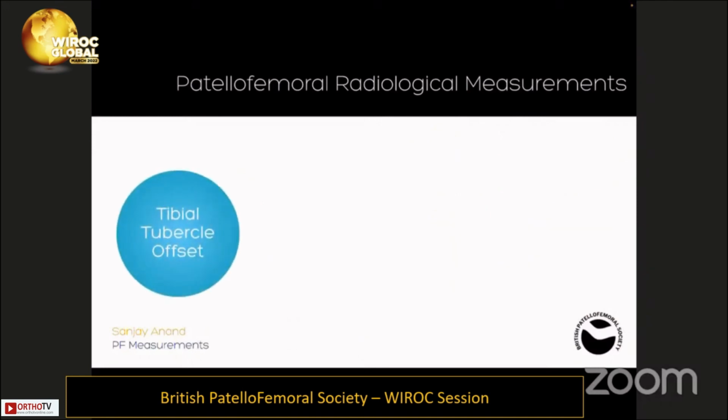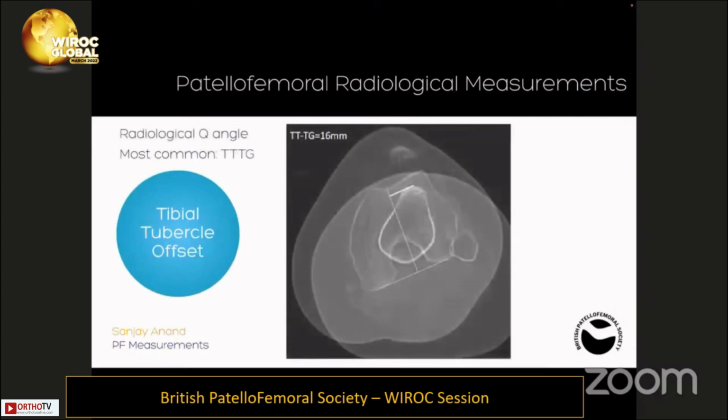So then on to tibial tubercle offsets, and this is really a radiological measurement of the Q angle that Vishal was talking about earlier. And I think probably the most common measurement is the tibial tubercle trochlear groove offset. So this is an example slice. It's often done by the radiologist where they can overlap the images, but you can make a rough assessment yourself in the clinic.